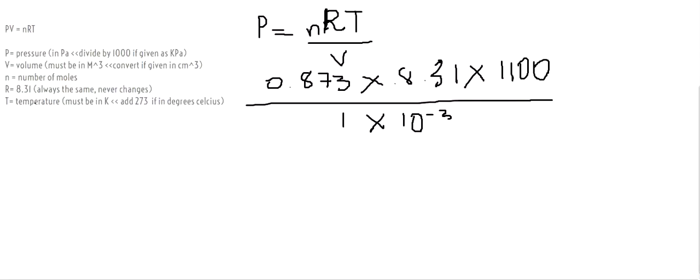Now when you type all of this into your calculator, I suggest you use the fraction method which you have on a scientific calculator, because it makes it easier and it makes sure that you get the right answer. So writing this into the calculator, 0.873 times by 8.31 times by 1100 all over 1 times 10 to the power of minus 3.